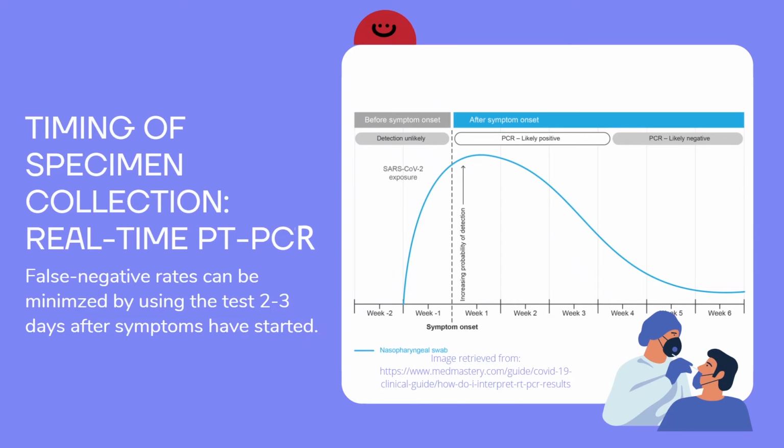Furthermore, the timing of specimen collection is also important in increasing the reliability of the results, in which false negative results occur more frequently when the test takes place too early or too late following exposure. For example, real-time RT-PCR false negative rates can be minimized by using the test 2 to 3 days after the symptoms have onset, which is around 5 days post-exposure to the virus.